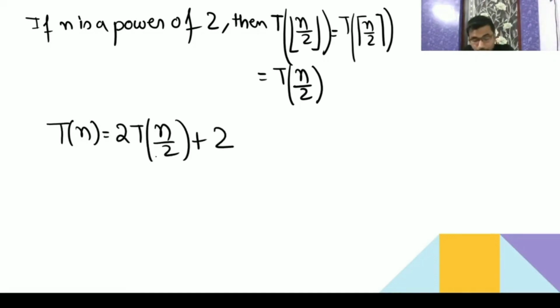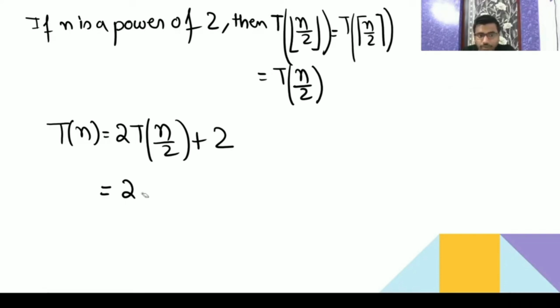And here we should not apply the master theorem. The master theorem gives only the asymptotic notation. Here we need the exact value, so we need to solve this. If T(n) is there, then it is dividing into 2 halves of the problem, then plus 2.